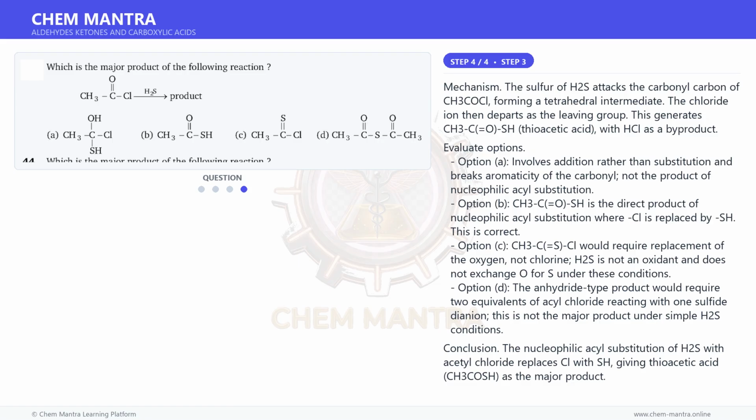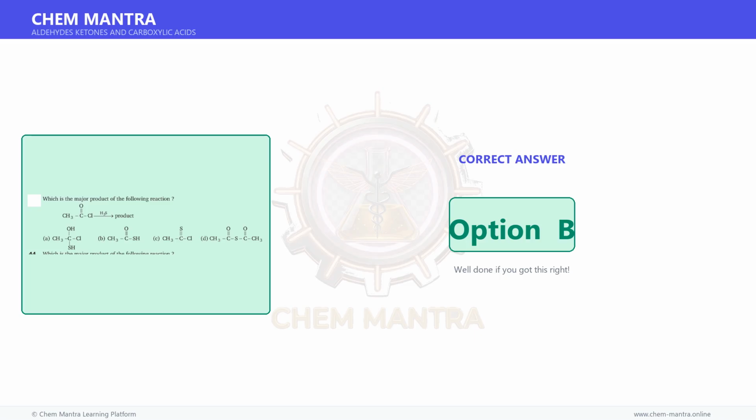Conclusion. The nucleophilic acyl substitution of H2S with acetyl chloride replaces Cl with SH, giving thioacetic acid, CH3COSH, as the major product. Therefore, the correct answer is option B.